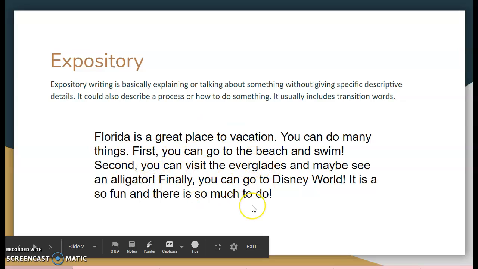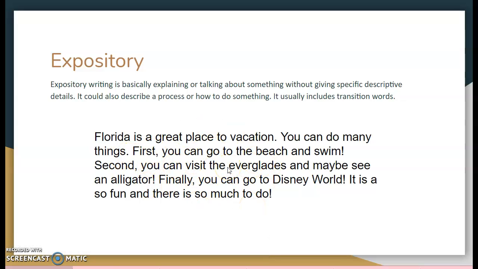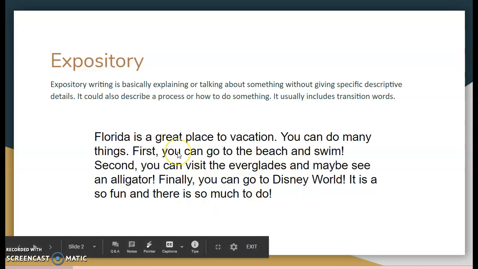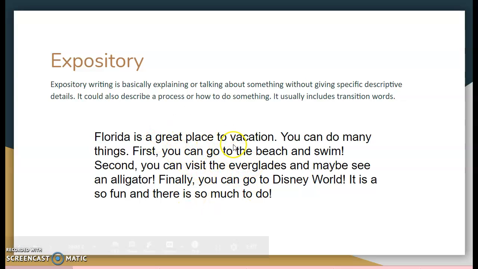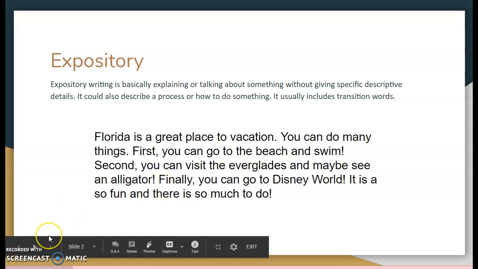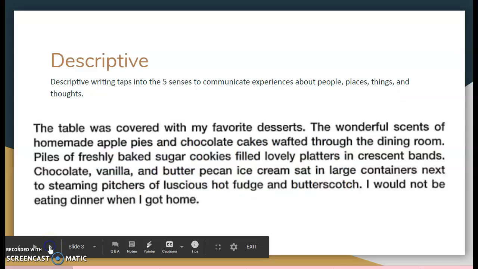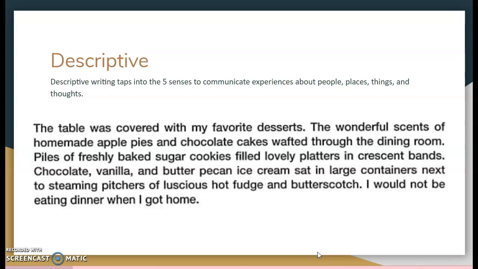So again, with expository writing, you're not giving specific details, you're just explaining what something is, or talking about what something is about. And the next paragraph, however, is a little different. It's called a descriptive paragraph.